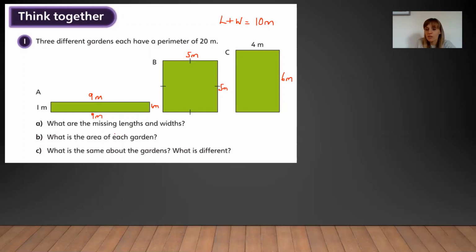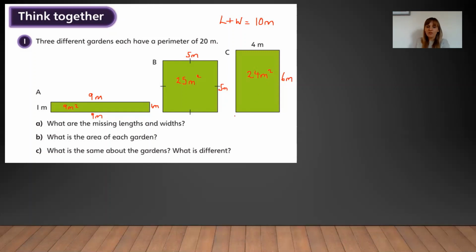So now for each one, we're just going to multiply the length times the width. So for A, 9 times 1 is 9 metres squared. For B, 5 times 5 is 25 metres squared. And for C, 4 times 6 is 24 metres squared.